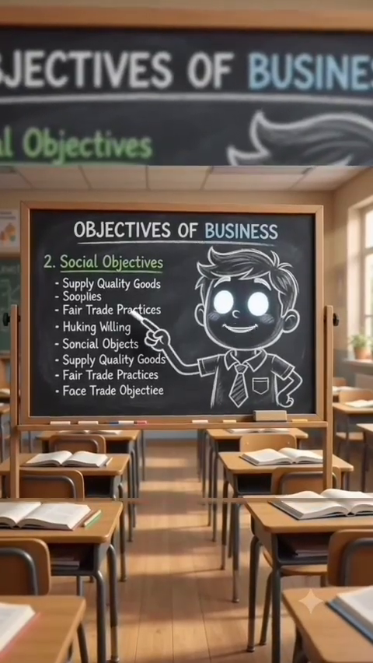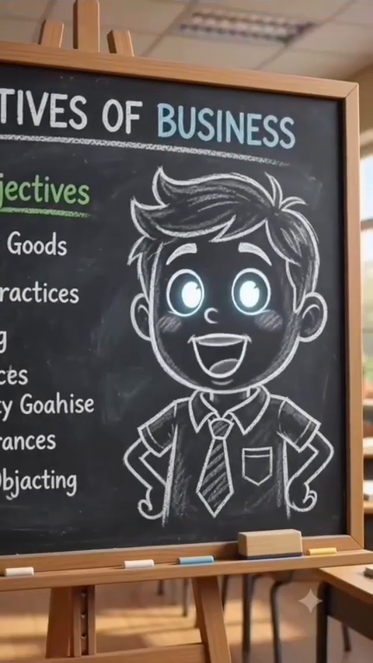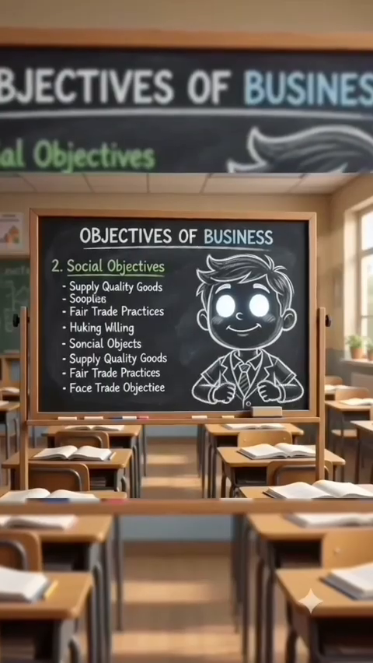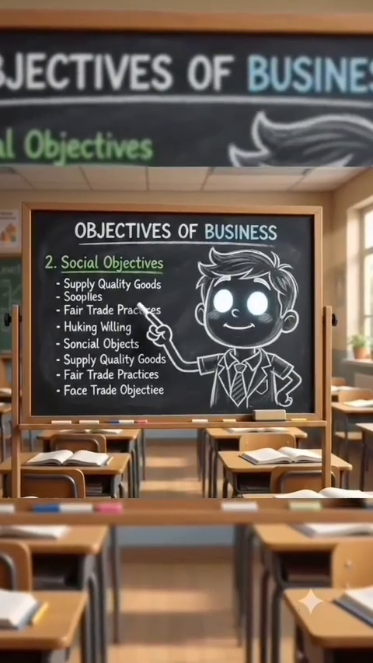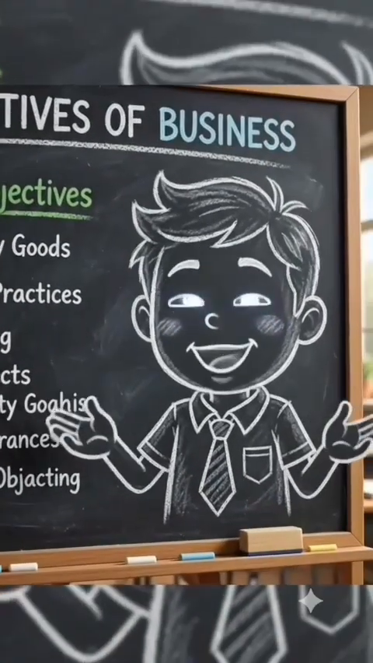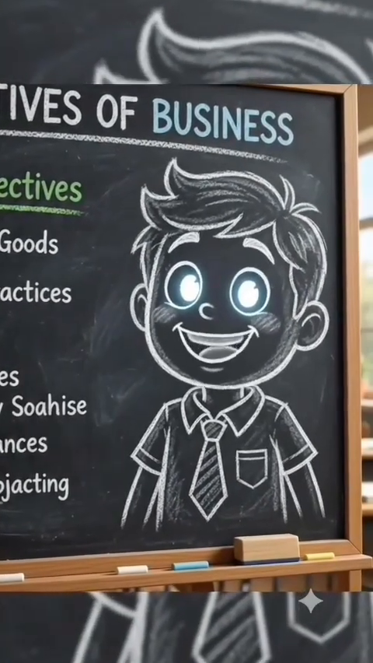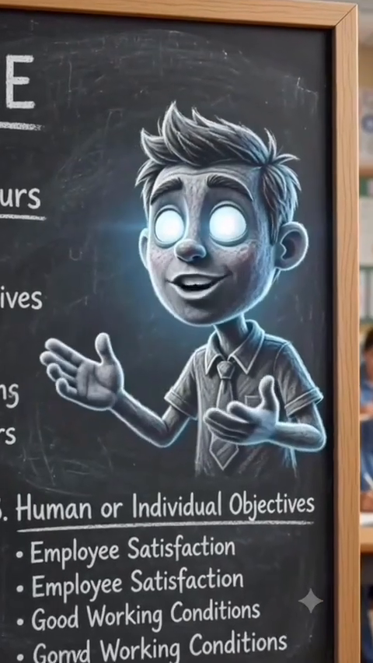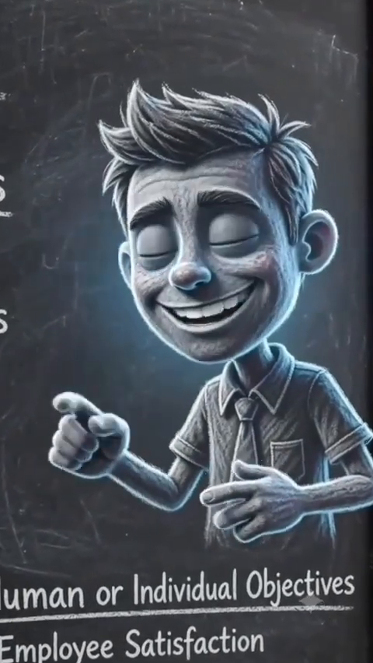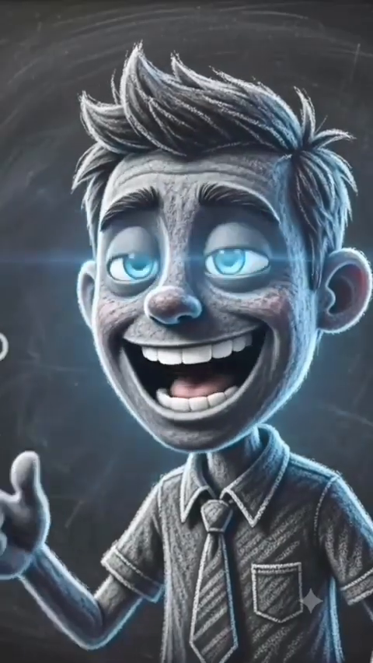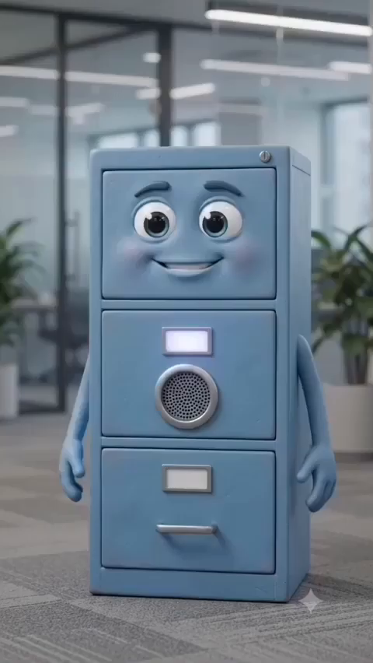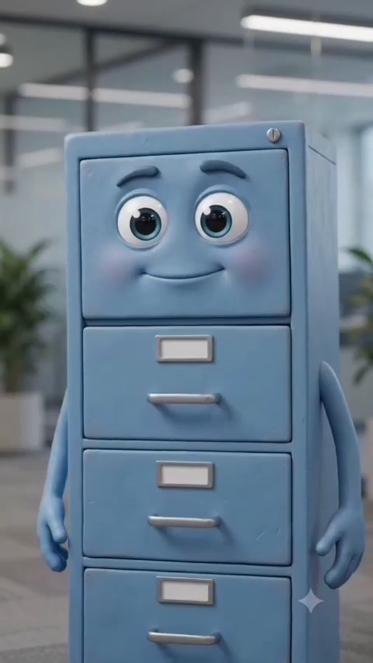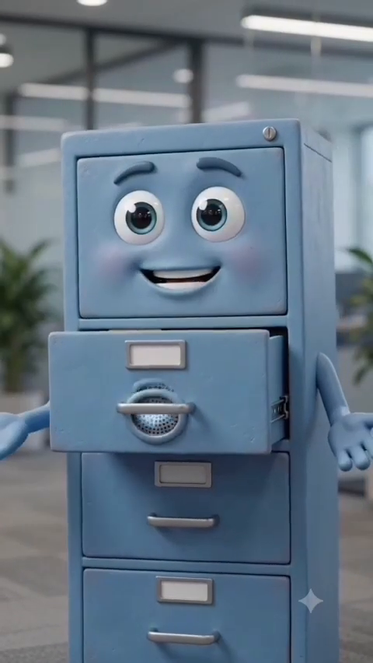The objectives which aim to think about society's needs and wants are called social objectives. Social objective of business thinks about welfare of people and doing business in a fair way. Human or individual objectives refer to individual needs of employees. It thinks about welfare of employees as they are a most valuable resource, like providing proper wages and salary, providing proper and safe working conditions, etc.